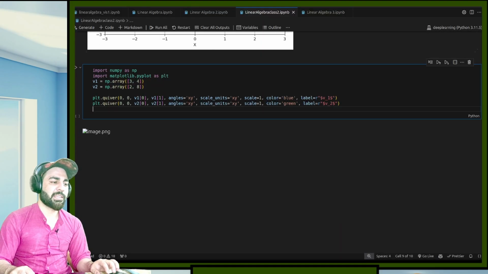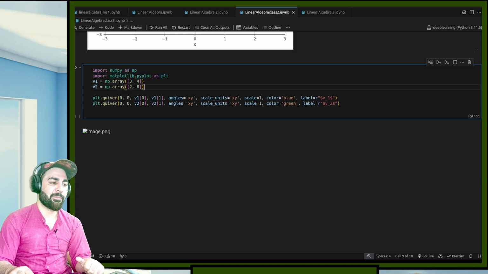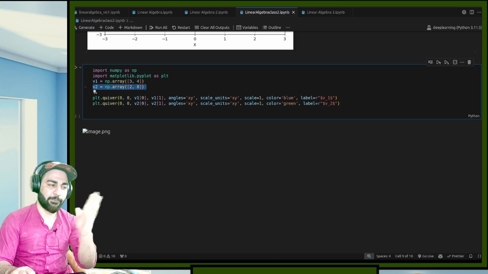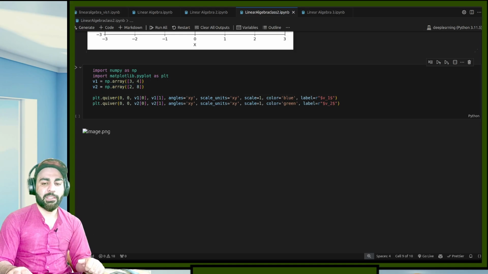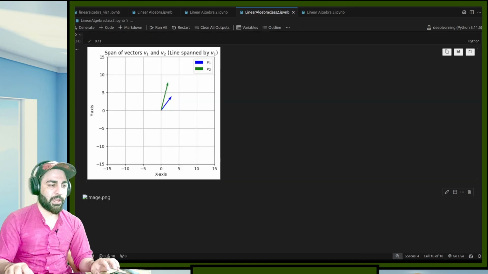So you can see I just plotted this. Initially I imported matplotlib and numpy. Then I created two vectors, (3, 4) and (2, 8), and then I plotted these. I'll just format the plot. And these are my two vectors.